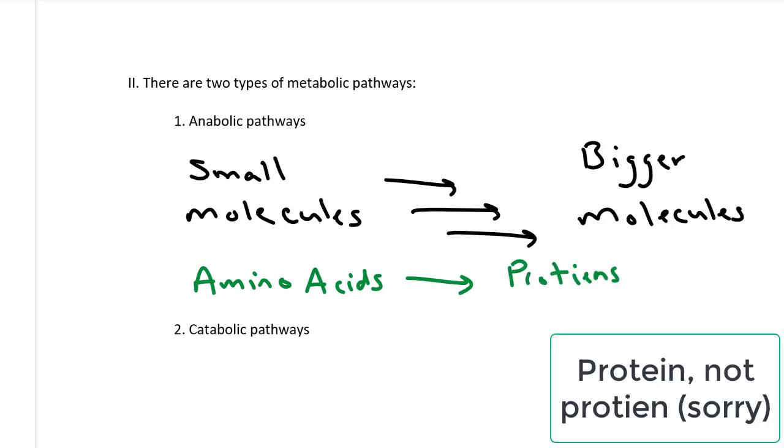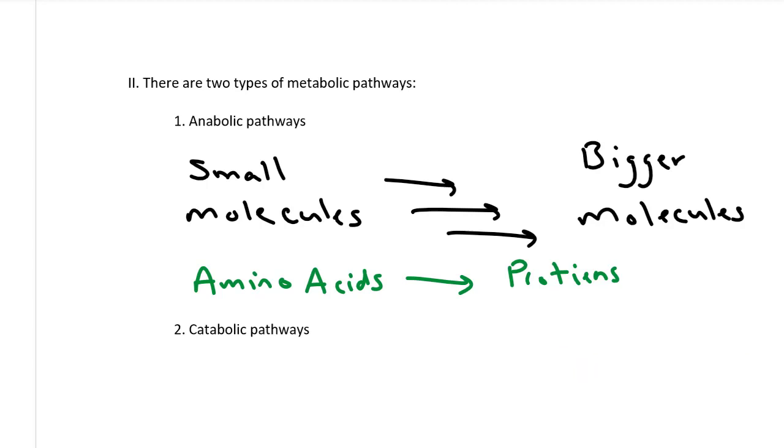Another anabolic pathway is photosynthesis, where CO2 and water are used to make carbohydrates. So again, that is the rule for an anabolic pathway. There could be multiple reactions involved in an anabolic pathway, or it could be just one or two. But the molecules that enter the pathway are going to be small molecules, and the molecule that exits is going to be a bigger molecule built from those smaller molecules.